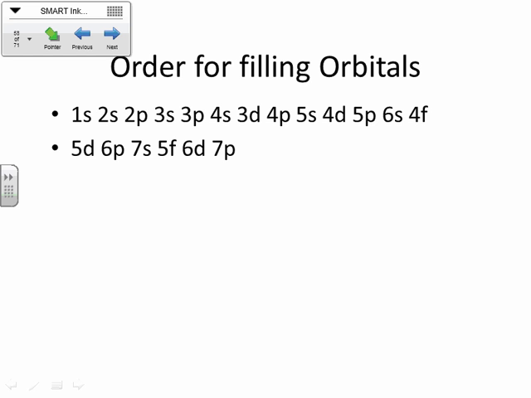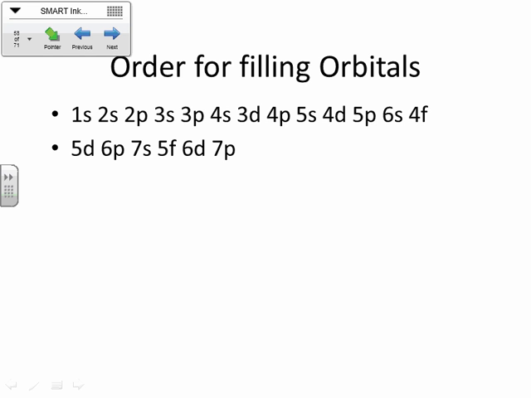So here's the order for filling the orbitals. It goes 1s, 2s, 2p, 3s, 3p, 4s, 3d, 4p, 5s, 4d, 5p, 6s, 4f, and so on. I'm a little torn here, because you probably are going to have an Aufbau diagram on your test, which means you could look at the Aufbau diagram and that would tell you the order, right? And there's a way that you can know it from the periodic table.